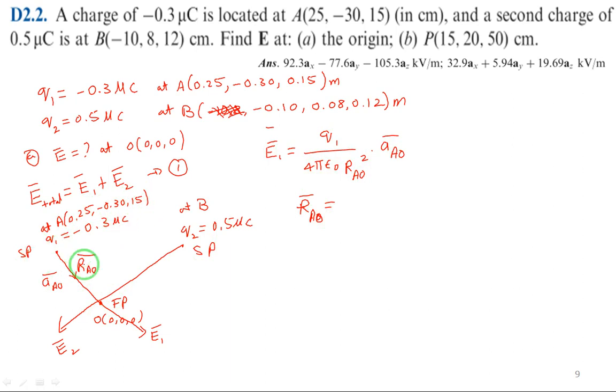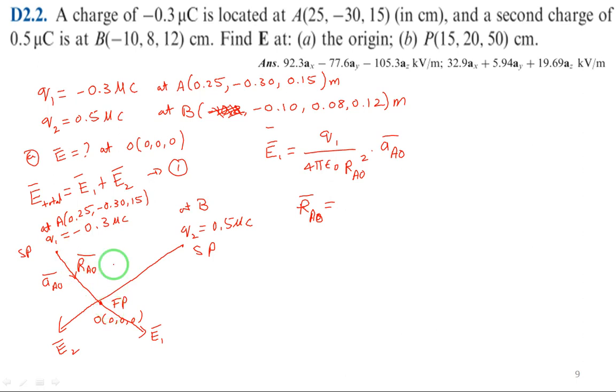Okay, this is the source point, and the direction of the field should always be from source point to field point, but since this is a negative charge, it will be reversed. But let me not worry, let me assume this direction and continue. If it is opposite, we will get a minus sign, that's all. Okay, RAO we will find out. RA to O means the position vector, right?